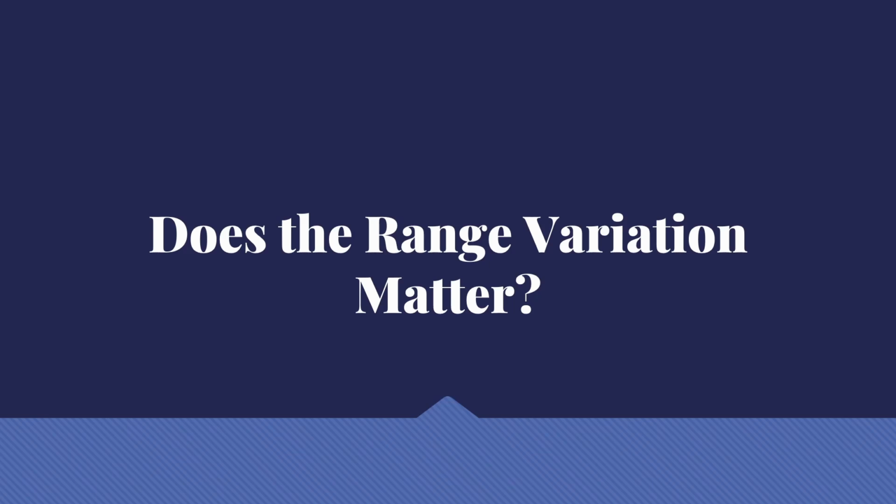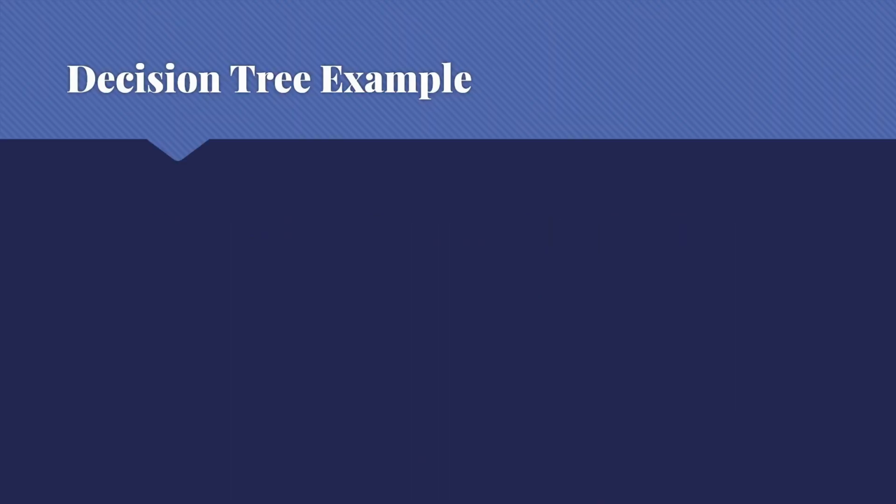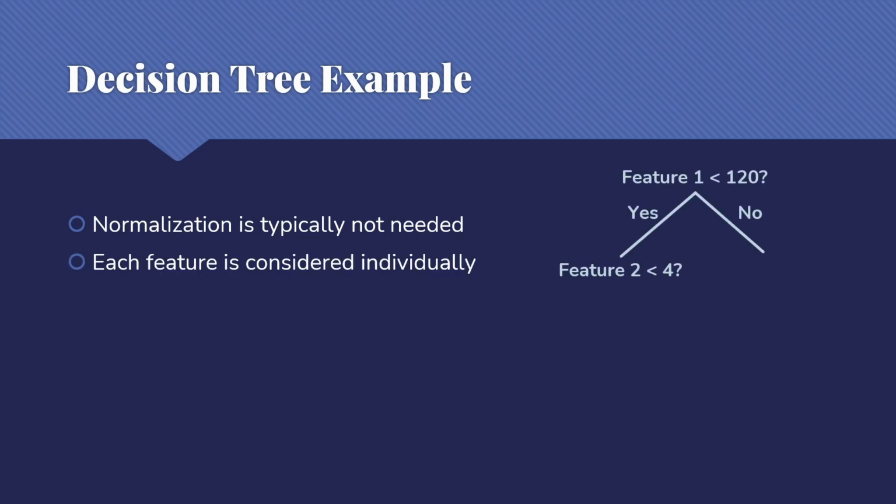As in most things in life, as well as machine learning, the real answer is it depends. So let's think about a decision tree. With a decision tree, we usually would not need to normalize our data. Each feature is considered individually in the process.